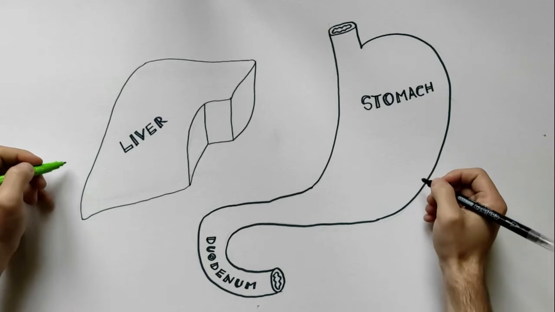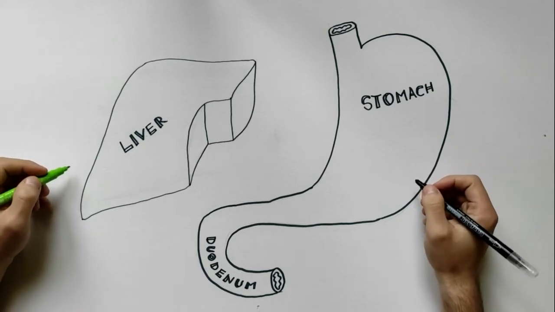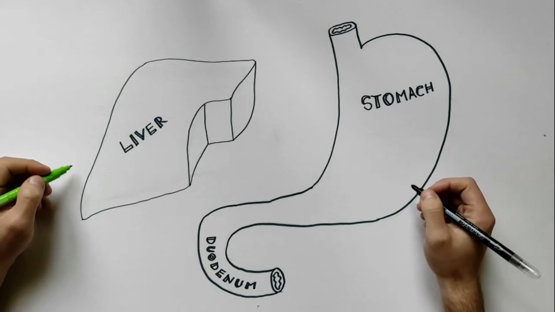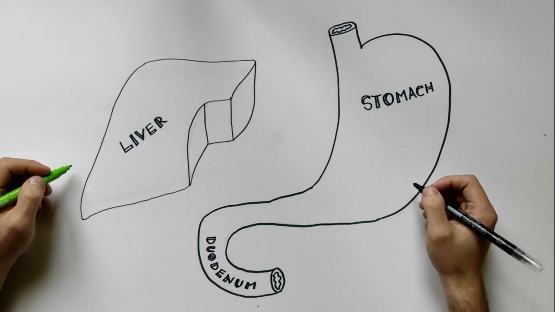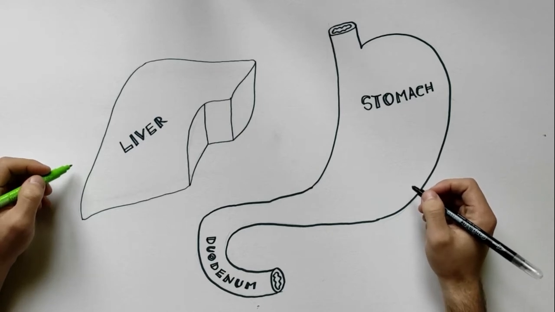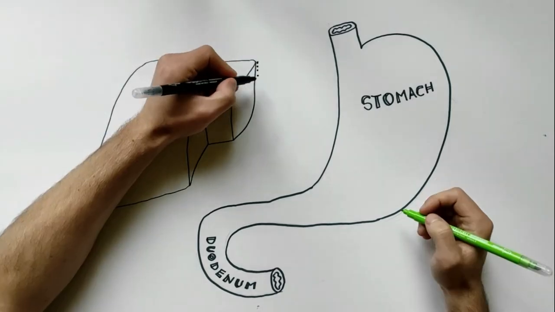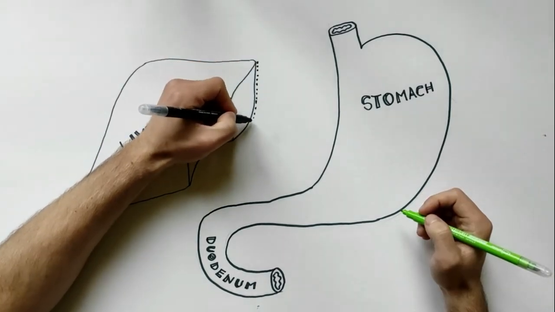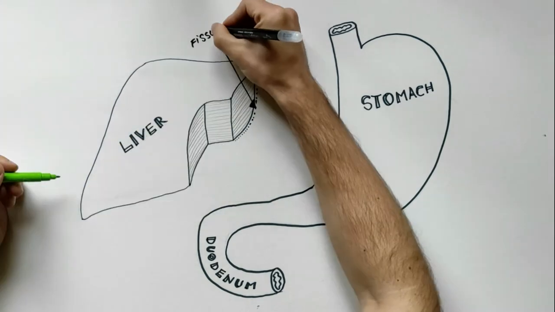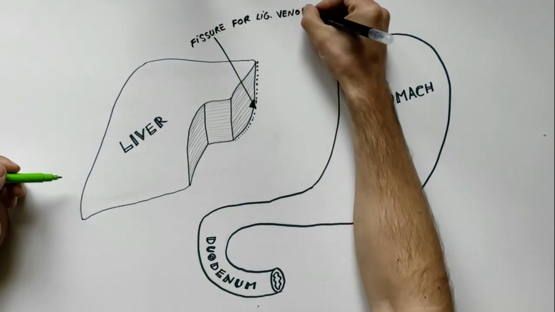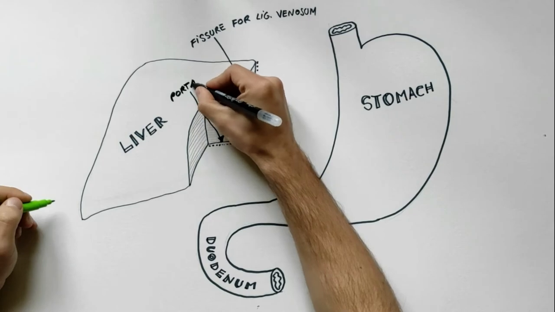The lesser omentum is the double layer of peritoneum that extends from the inferior surface of the liver to the lesser curvature of the stomach and the first part of the duodenum. At the level of the liver, it is attached to the margins of the fissure for ligamentum venosum and porta hepatis.